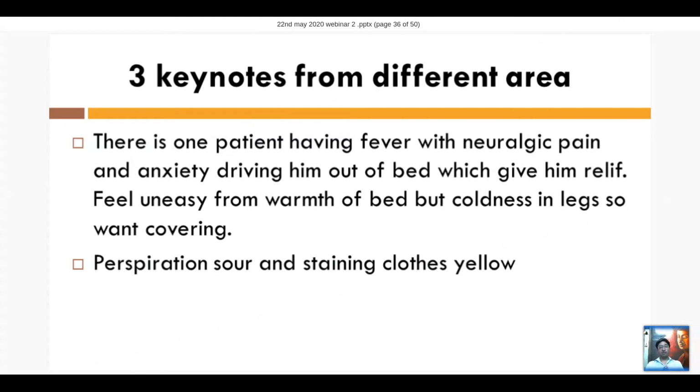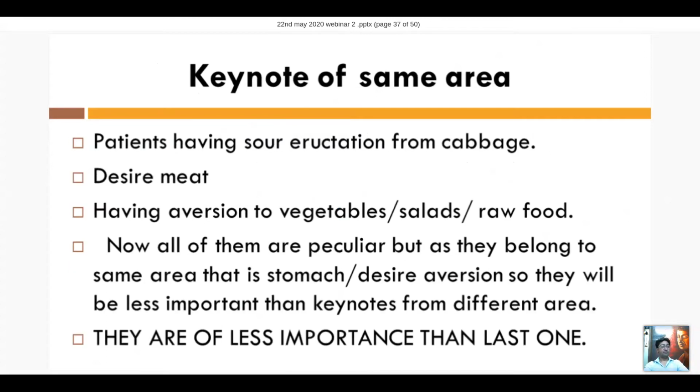So whenever we have three keynotes of a different area pointing to the same remedy, they are very important in that condition. But sometimes we have keynotes of the same area. Keynotes from the same area carry less importance if we compare with keynotes from three different areas.